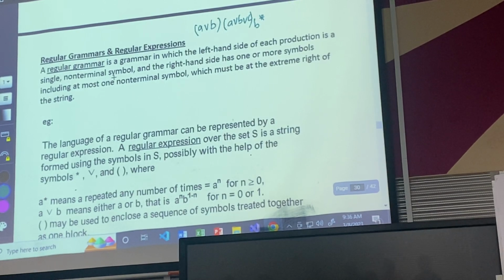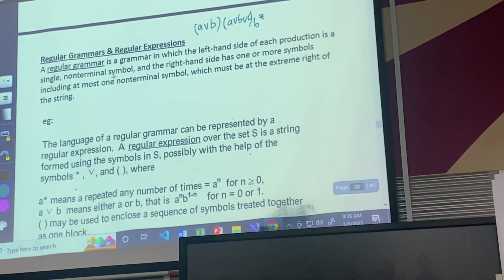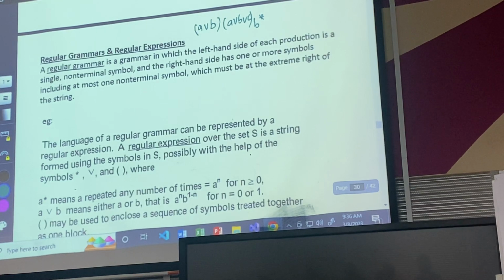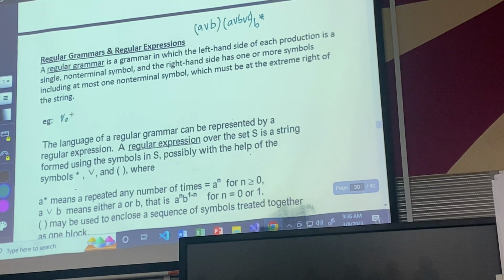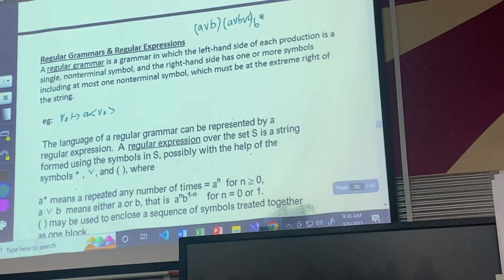Now the regular grammar is: at the left hand side we have one non-terminal symbol, and at the right side we have at most one non-terminal, and it is at the most right. So for example, if we put V0 at the left, then at the right we can have A, B, 0. This is a normal substitution.